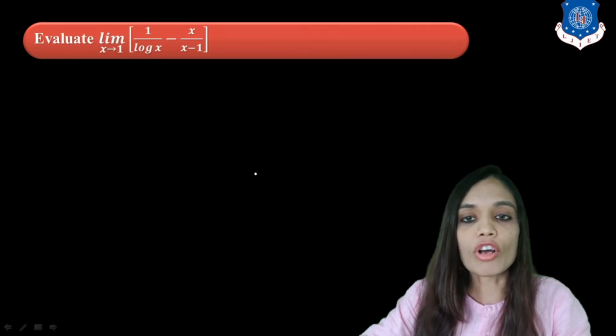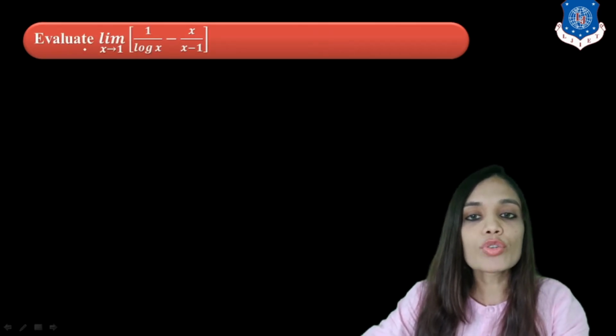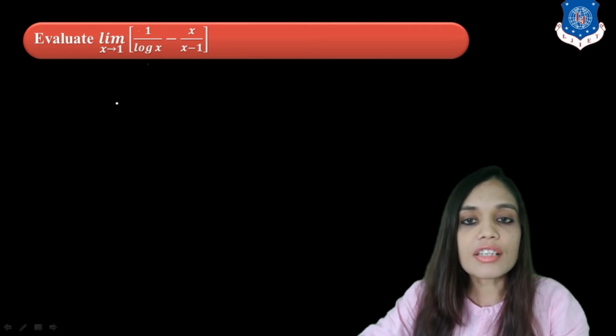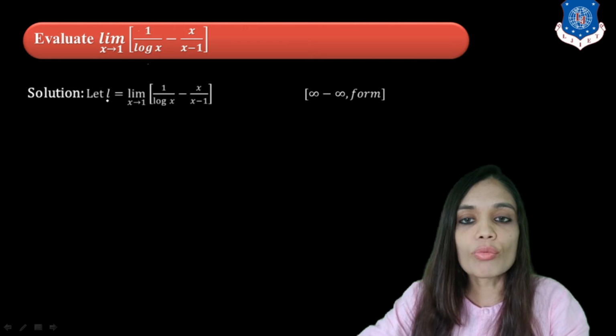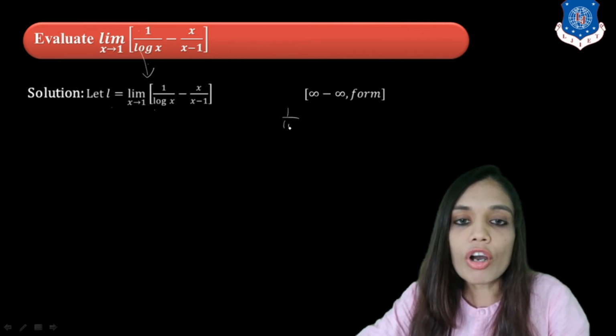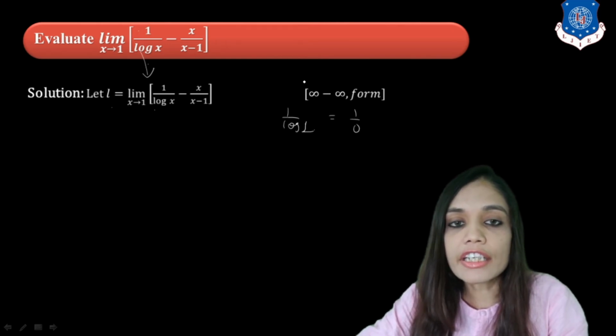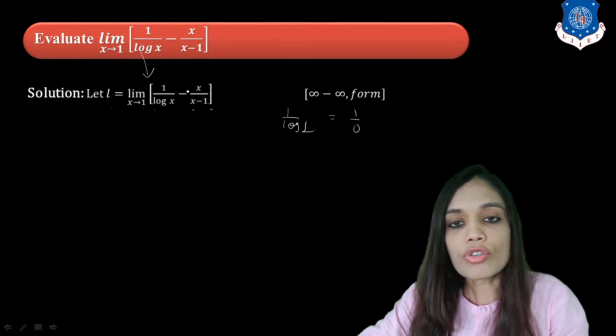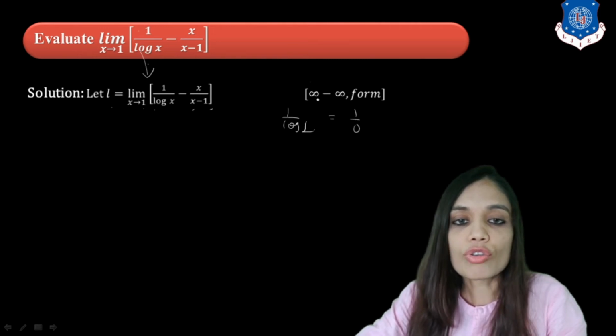So let us begin by solving one example. Here we have to evaluate limit x tends to 1 of 1 upon log x minus x upon x minus 1. So let us start its solution. So firstly assume L is equal to the given limit. Now if we put x tends to 1, we will get 1 upon log 1, right? But log 1 will be 0, so 1 upon 0, so we are getting infinity. Similarly, if we put x is equal to 1, 1 minus 1 will be 0. So again this also will go to infinity. So we are getting infinity minus infinity form.